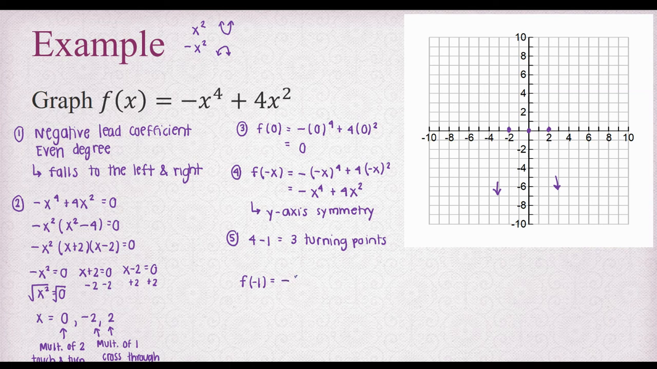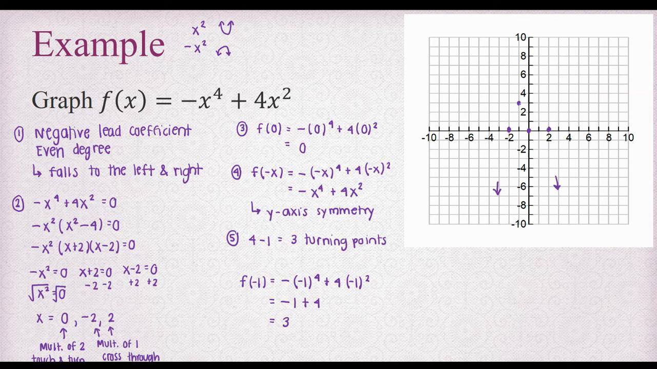So we're going to have a negative, and then we'll have -1 to the fourth power plus 4 times -1 squared. So I keep the negative from the outside, but -1 to the fourth is +1. Plus, then 4 is being multiplied by -1 squared. Well, that's 1, so that'll stay 4. And notice that -1 plus 4 is 3. So that means I have the ordered pair -1, 3 on my graph.